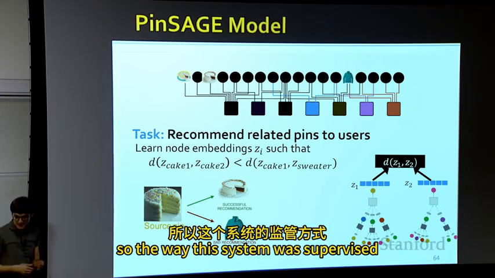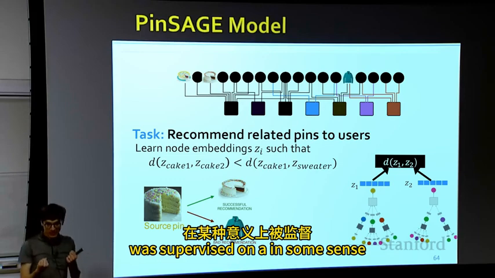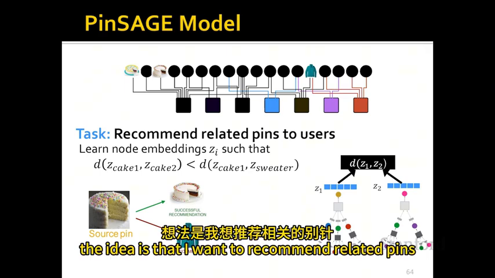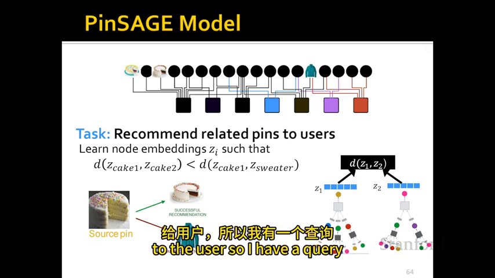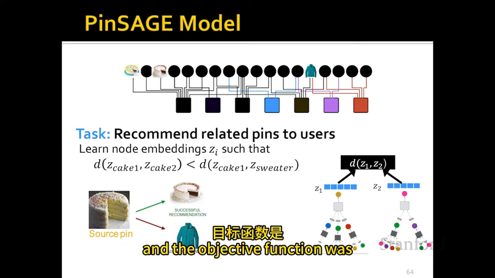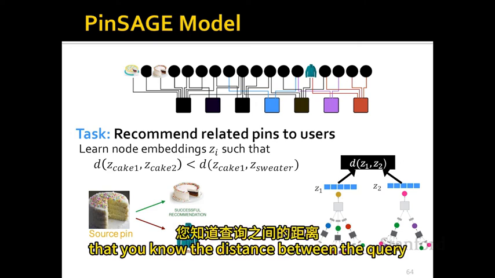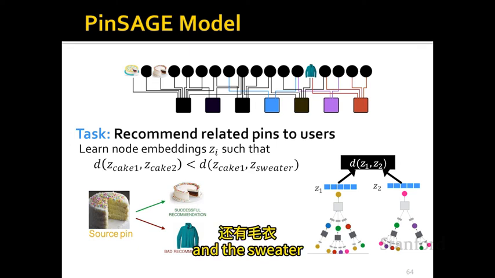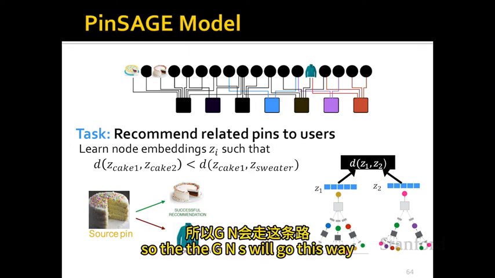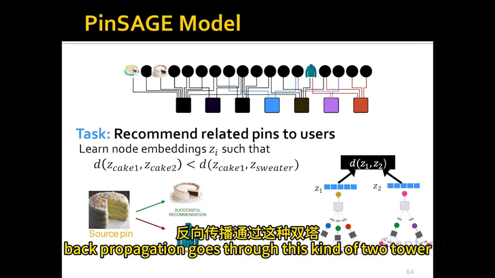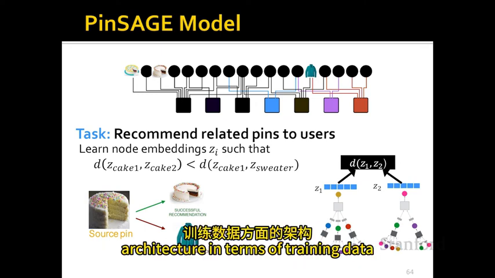So the way this system was supervised was on, in some sense, a link prediction task, where the idea is that I want to recommend related pins to the user. So I have a query, a successful recommendation and an unsuccessful recommendation, and the objective function was that the distance between the query and the positive recommendation has to be smaller than between the query and the negative. So the GNNs will go this way, and then here is where the score gets computed, and then back propagation goes through this kind of two-tower architecture.